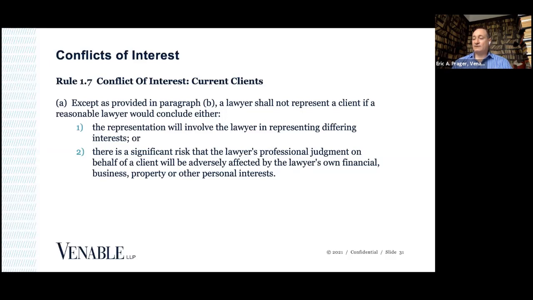So 1.7, conflicts of interest, current clients. Except as provided in paragraph B, a lawyer shall not represent a client if a reasonable lawyer would conclude that the representation involves the lawyer in representing differing interests, or there's a significant risk that the lawyer's professional judgment would be impaired by the lawyer's own financial interest and so forth. So this is except as provided in B.